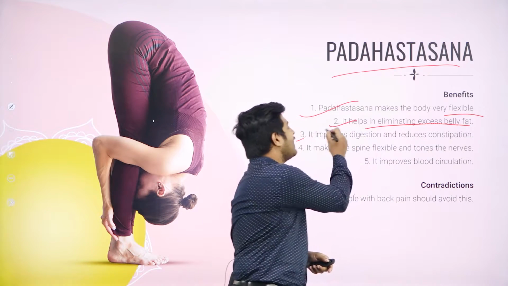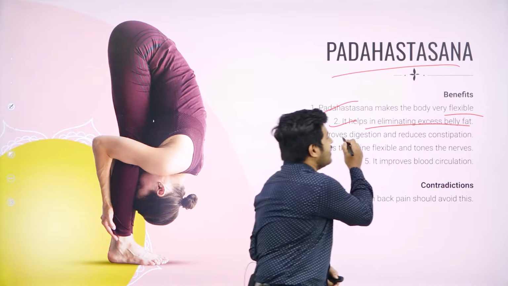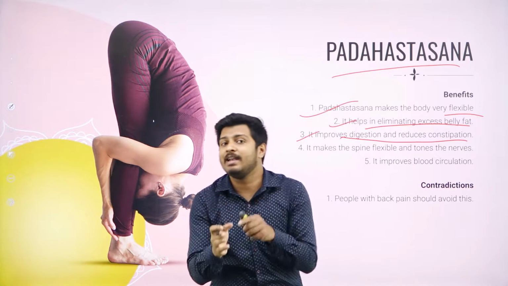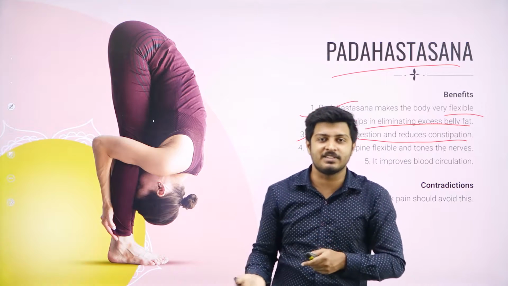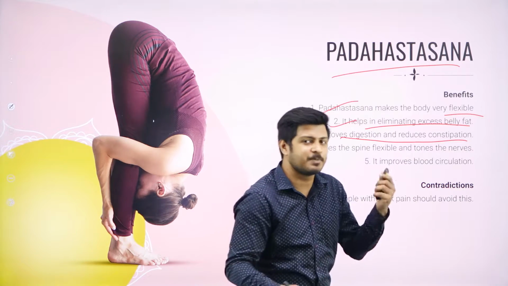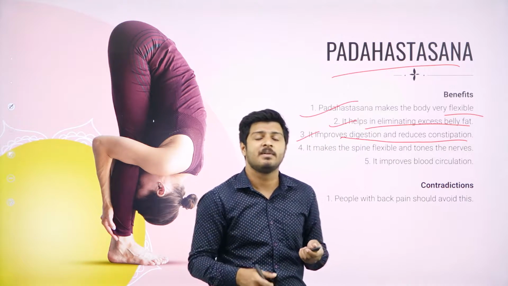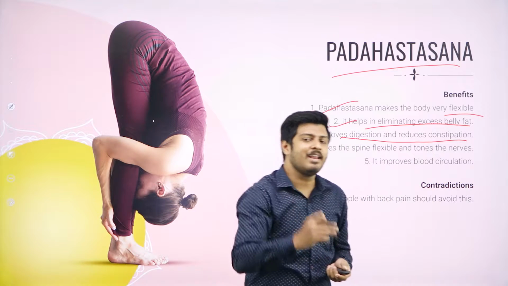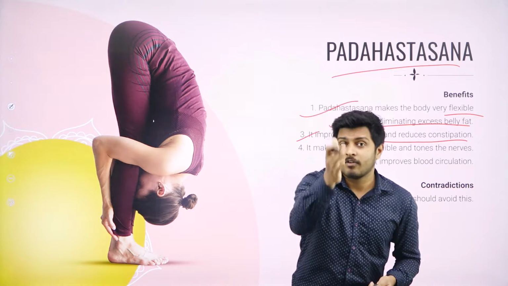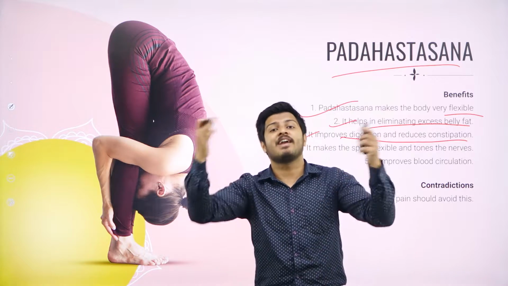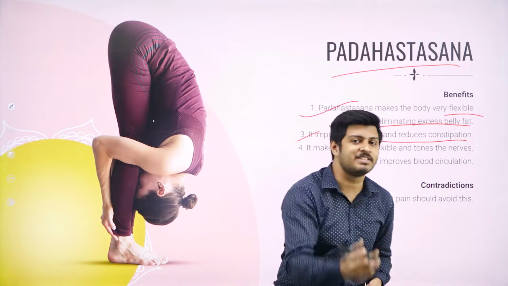Moving on to the next benefit, it improves digestion and reduces constipation. I need not go again into why digestion is helpful for obesity. We just talked about it a few slides behind, in the previous asana, right? So again it helps you with digestion, which will help you with what? Burning of fat, which will help you with controlling your obesity situation.